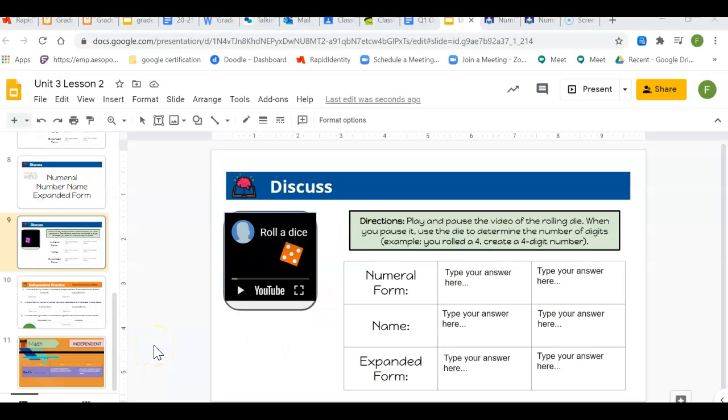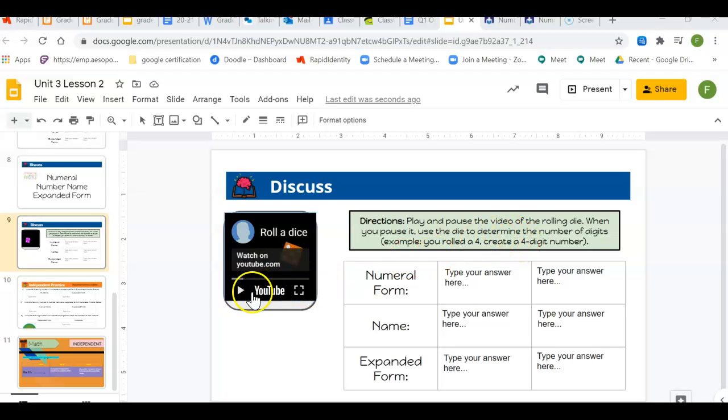Okay, so for our next slide here, you are going to roll dice here to create a number. Okay, so you're not going to have to just think of a number. You're going to be able to roll some dice and actually come up with a number. So our directions: play and pause the video of the rolling die. When you pause it, use the die to determine the number of digits. Example, if you rolled a 4, then you create a 4-digit number.